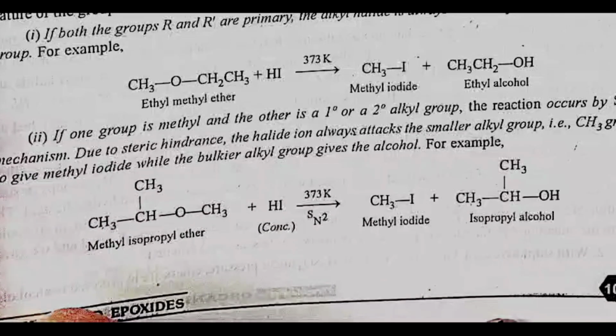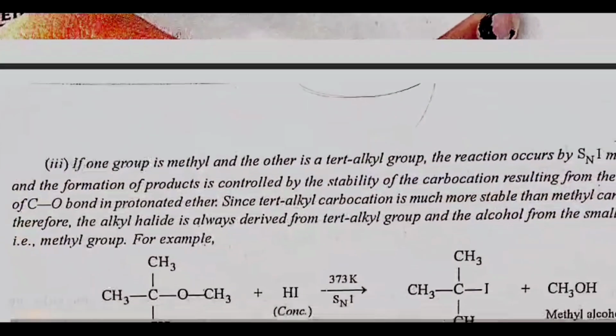Second, if one group is methyl and the other is a 1 degree or 2 degree alkyl group, the reaction occurs by SN2 mechanism. Due to steric hindrance, the halide ion always attacks the smaller alkyl group, that is the CH3 group, to give methyl iodide, while the bulkier alkyl group gives the alcohol. For example, methyl isopropyl ether plus concentrated HI at 373 K gives methyl iodide plus isopropyl alcohol.